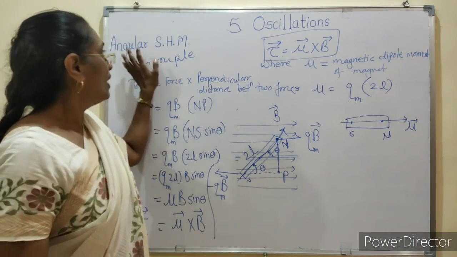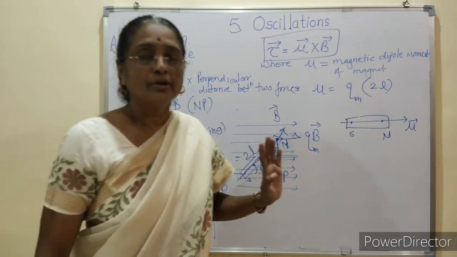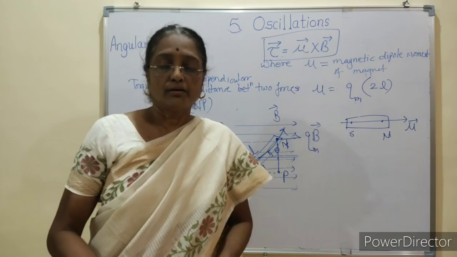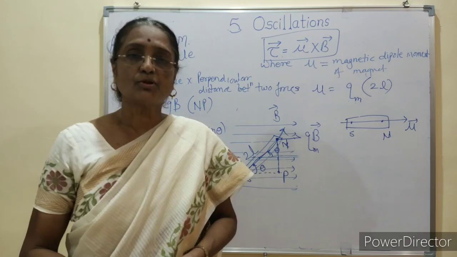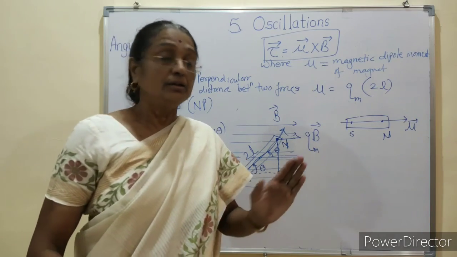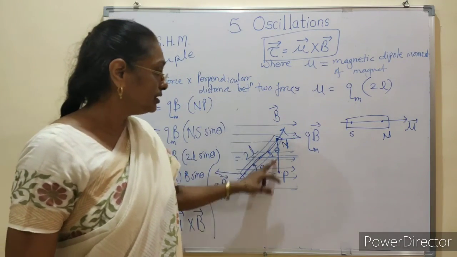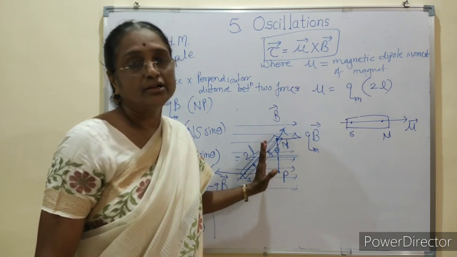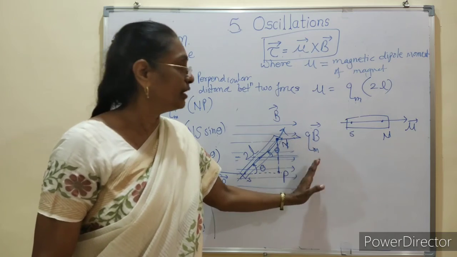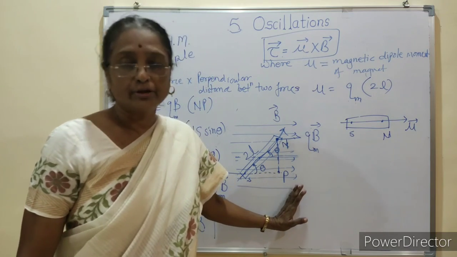So this is about angular S.H.M. We have defined angular S.H.M. We have taken examples of angular S.H.M., and in detail we have considered the motion of a magnet in a uniform magnetic field. Its motion is angular S.H.M. We have derived the expression for period also.